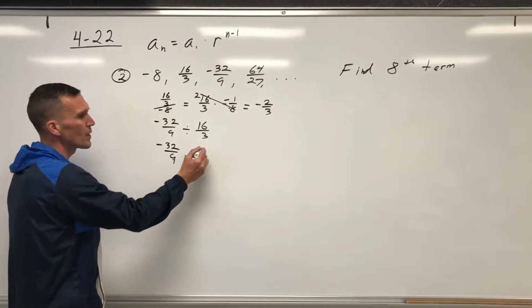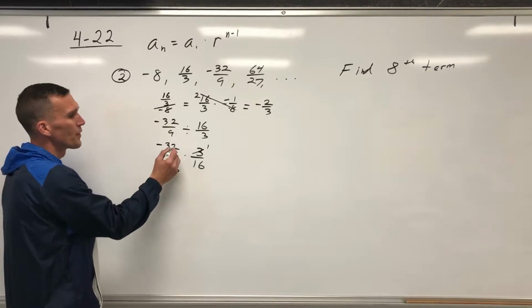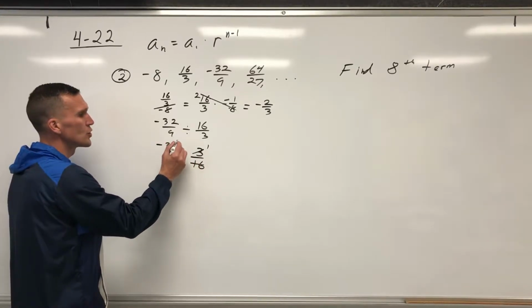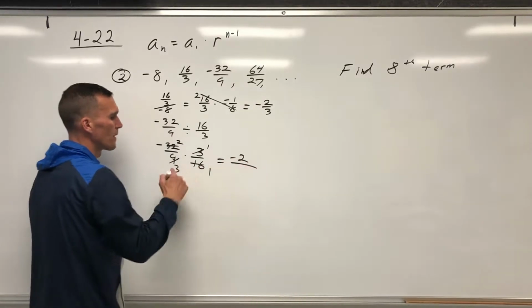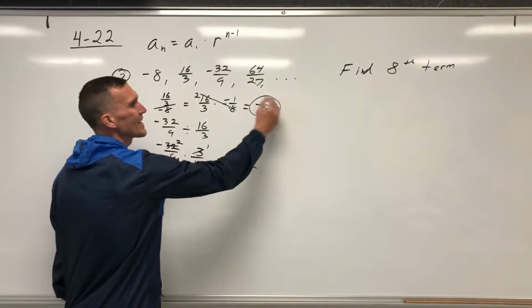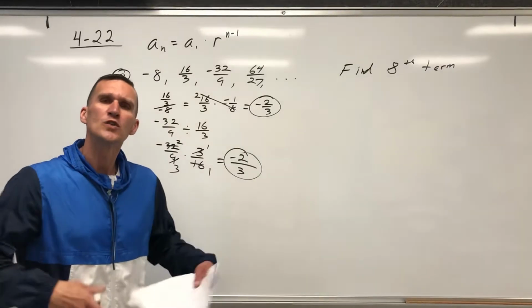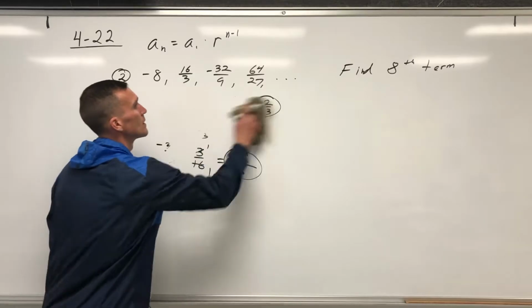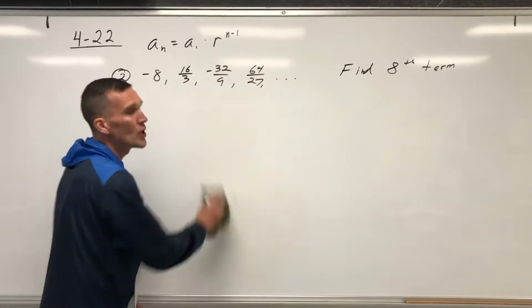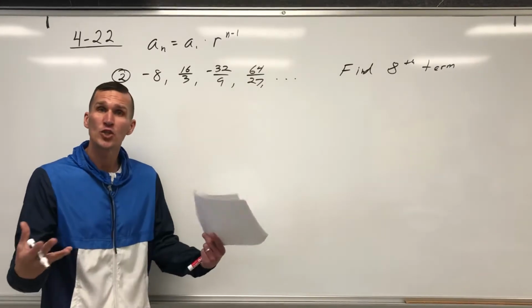The 3 and the 9 make 1/3. The 32 and the 16 make 2/1. So I have negative 2 on top, positive 3 on bottom. I get a common ratio. So a lot of times you should be doing that scratch work off to the side. All right, so we know it's geometric and we know the common ratio is negative 2/3.